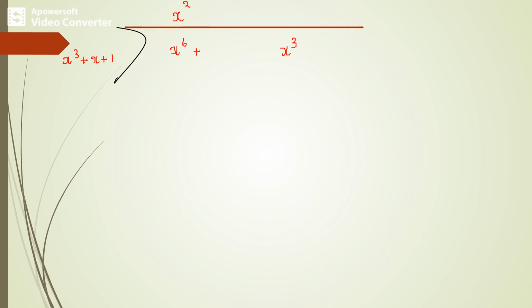So now I will take x power 3. I can take it as x power 6 plus x power 4 plus x power 3. We know that while performing multiplication, x power 3 into x power 3 is x power 6, x power 3 into x is x power 4, and x power 3 into 1 is x power 3. Now we have to perform the subtraction operation.